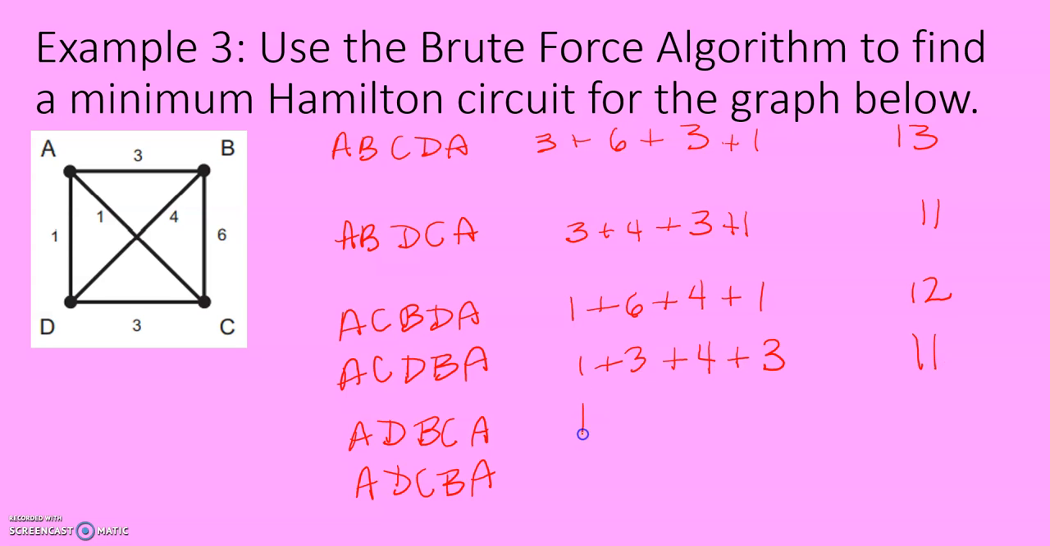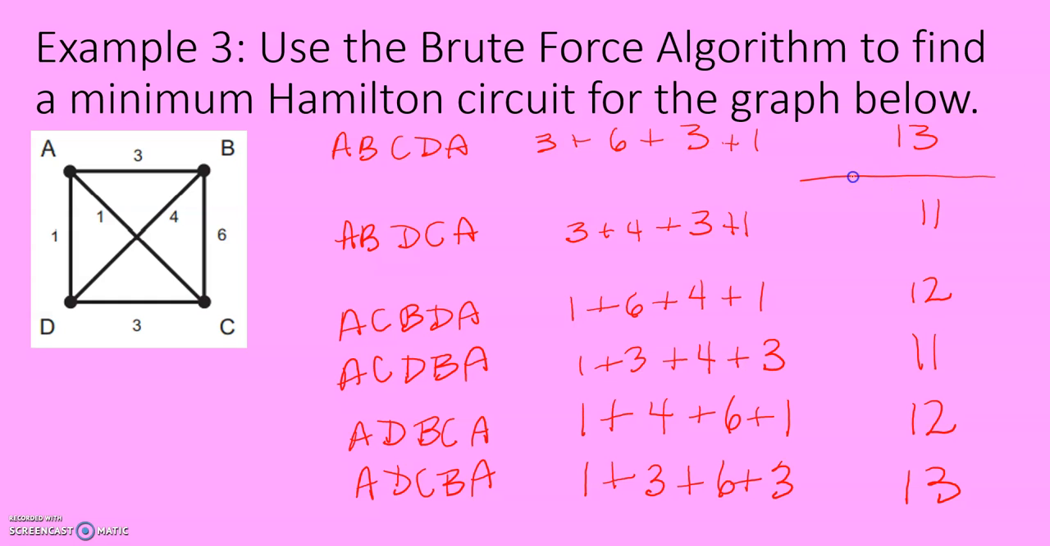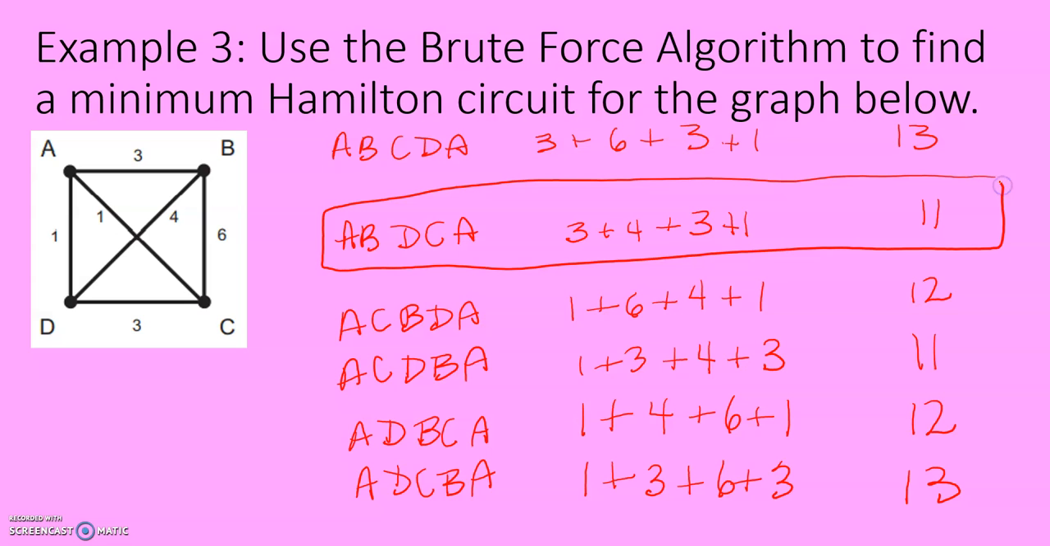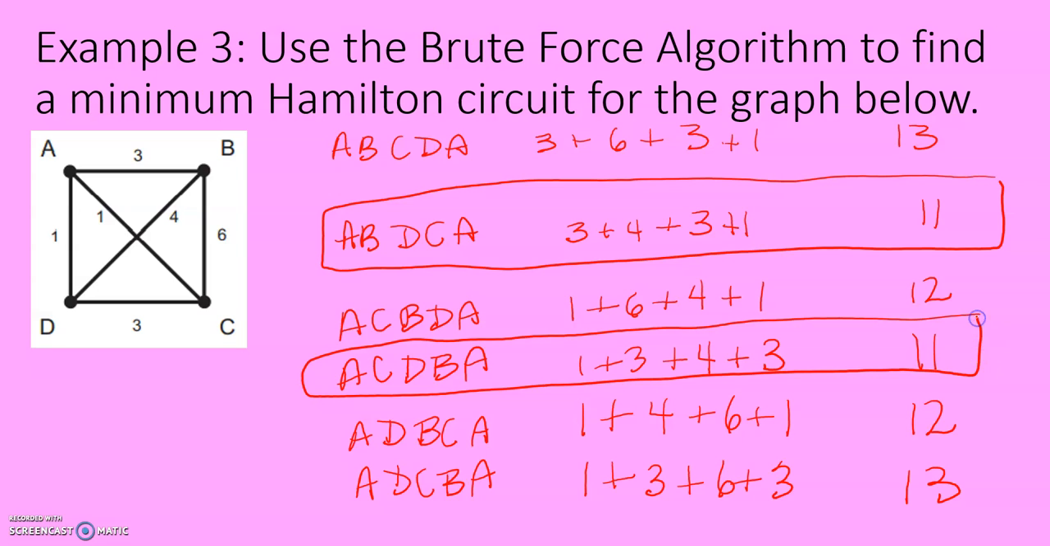A to D is 1. D to B is 4. B to C is 6. C to A is 1. Totals 12. A to D is 1. D to C is 3. C to B is 6. And B to A is 3, for a total of 13. The minimum Hamilton circuits are these ones that total 11. So it's A, B, D, C, A, or A, C, D, B, A.